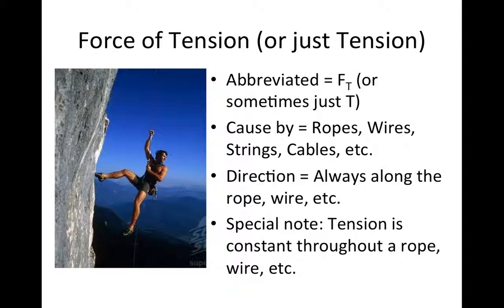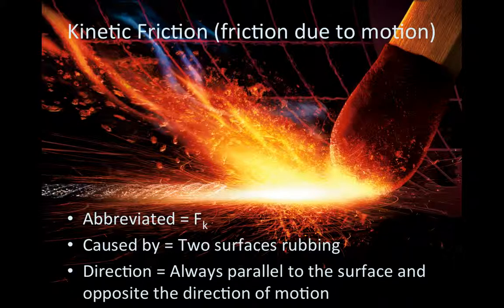Tension is constant throughout a rope or wire when the force has been applied. Kinetic friction is friction due to motion. It's abbreviated F sub k, and it's caused when two surfaces are rubbing together. The direction is always going to be parallel to the surface and in the opposite direction of the motion.